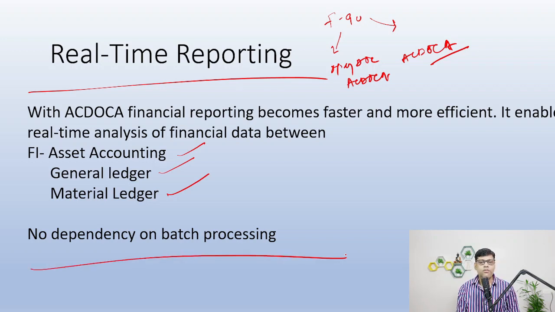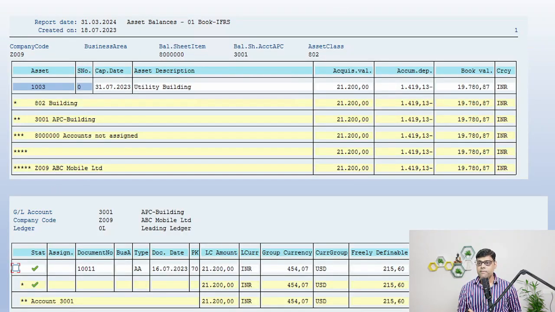So there is no dependency on batch processing, because the moment we do one activity in one system, you immediately find the other one. You can check any asset accounting video, and you will find the business process. So this is another example. This is one very popular interview question: how does the ACDOCA table replace all your old tables? This is how it is replaced. One is simplification, the second one is real-time reporting. Let me take an example here. Now this is some data related to asset accounting. I'm just showing the output.